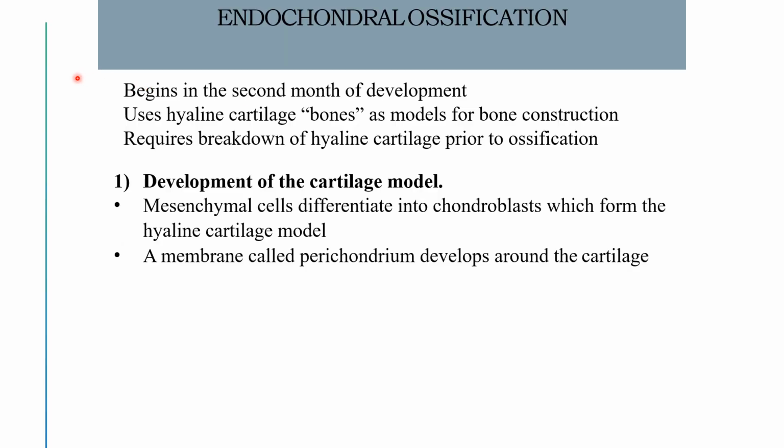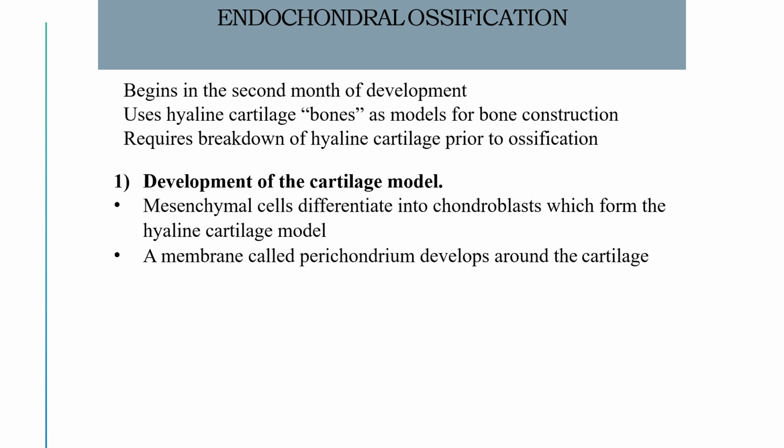And then the endochondral ossification begins in the second month of development. It uses hyaline cartilage bones as models for bone construction. It requires breakdown of hyaline cartilage prior to ossification. So first, development of the cartilage model.